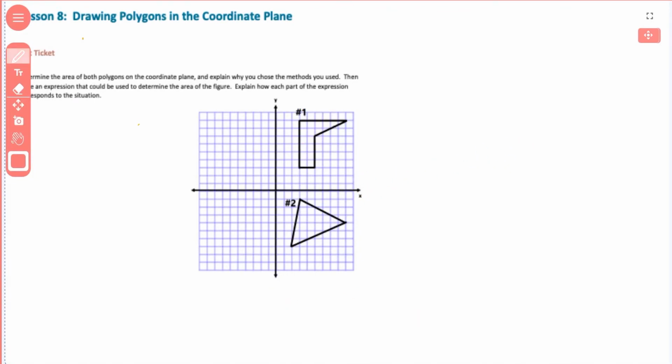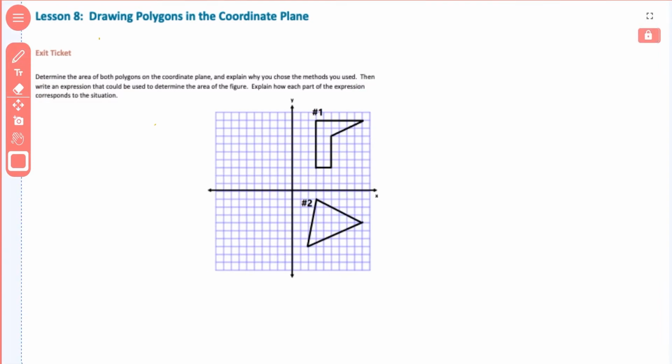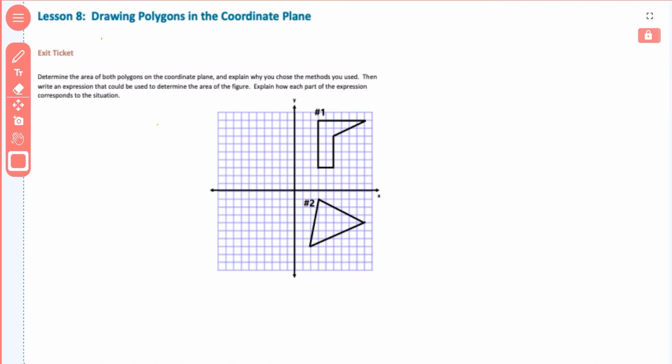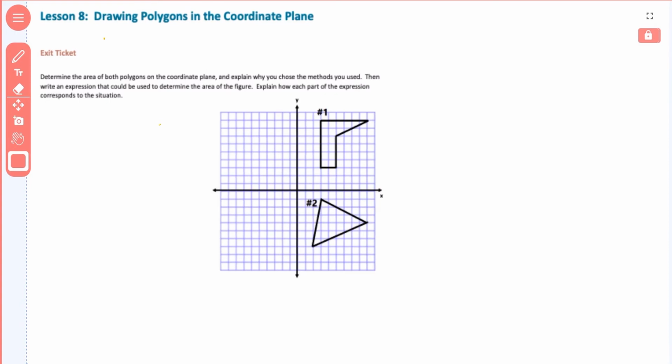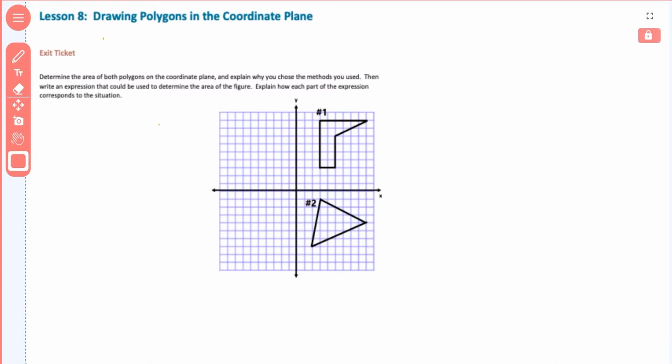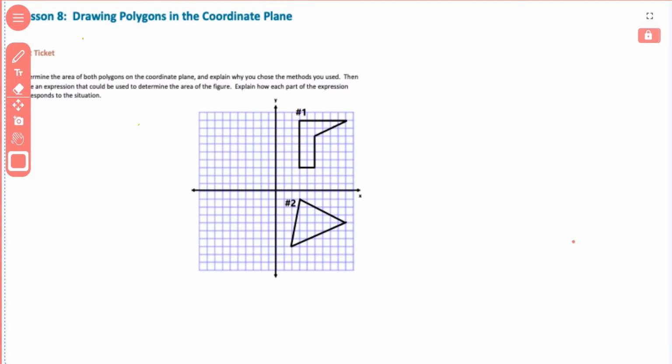All right. This is Math 6, Module 5, Lesson 8, Drawing Polygons in the Coordinate Plane. It says, determine the area of both polygons on the coordinate plane and explain why you chose the method you used. Then write an expression that can be used to determine the area of the figure. Explain how each part of the expression corresponds to the situation.